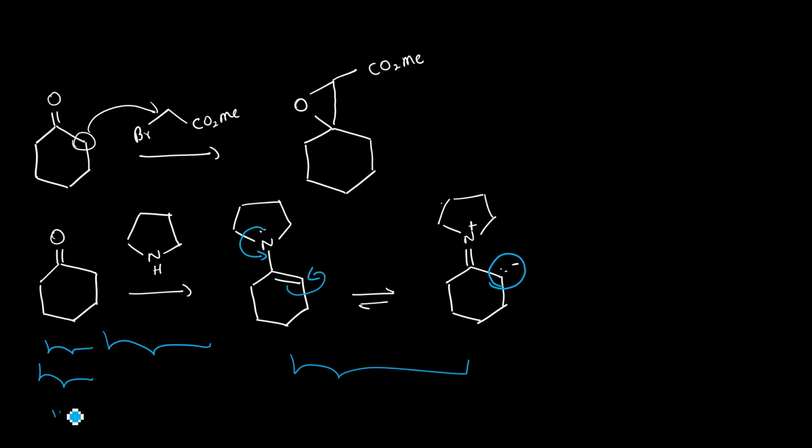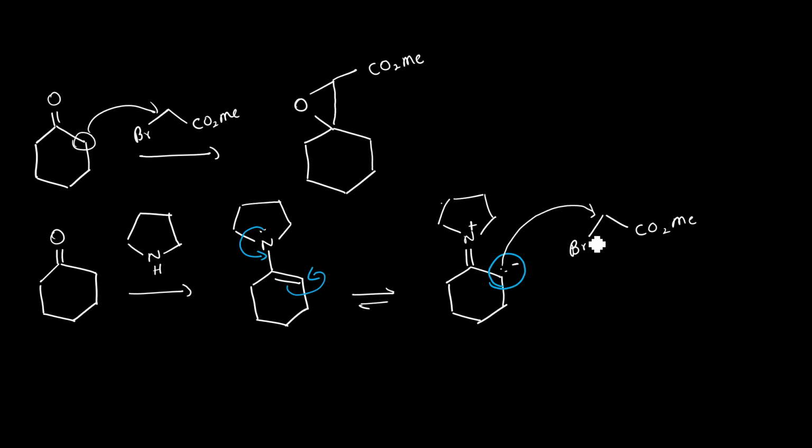Now what happens is, we have this compound, Br and CO2Me. Now this can attack this particular position, and bromine can leave on its own. Okay, we have our product like this.